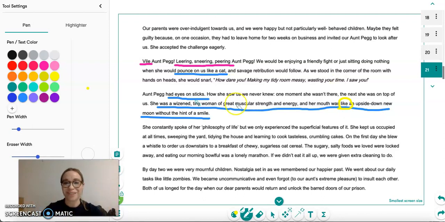Okay, so I would like you to write your own paragraph or a few sentences using some bits of language from this text.